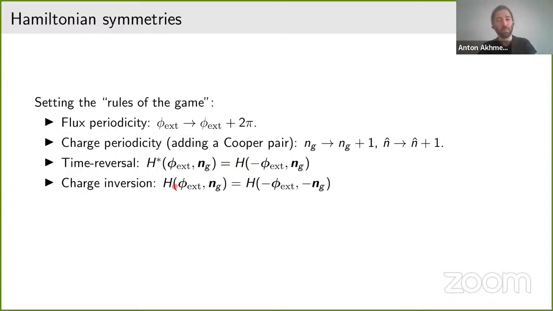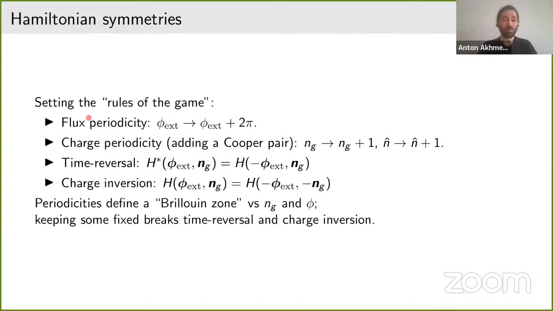There is another property, and that is charge inversion. Namely, if I write a Hamiltonian and I replace both phases and offset charges with their opposites, I get the same Hamiltonian back. And I list both of these symmetries because these are important. So in order to create a band structure with a finite Chern number, one needs to remove these symmetries. How do we do this?